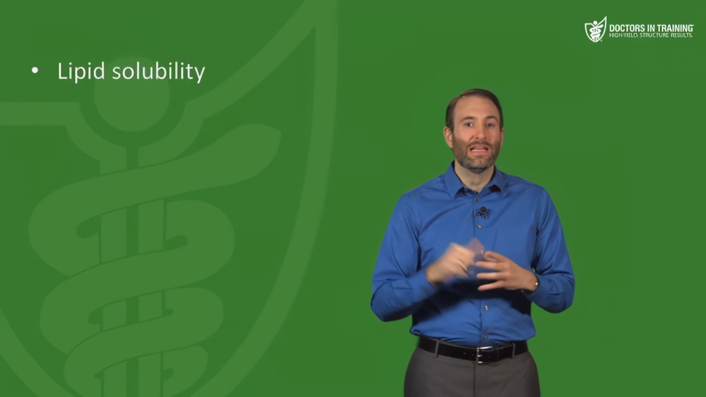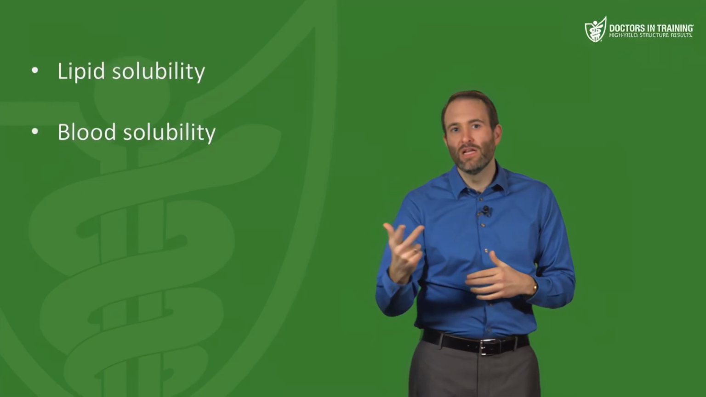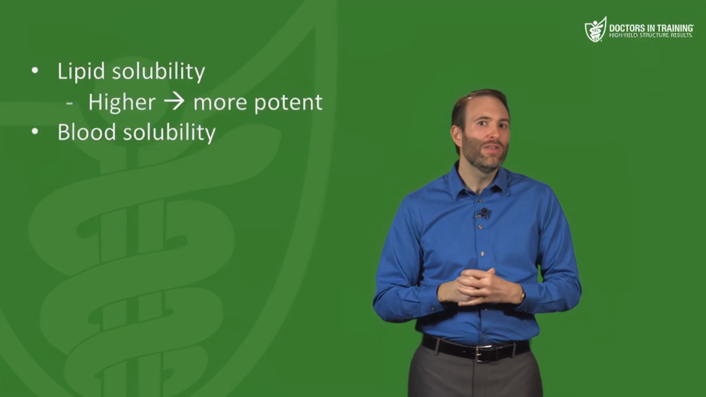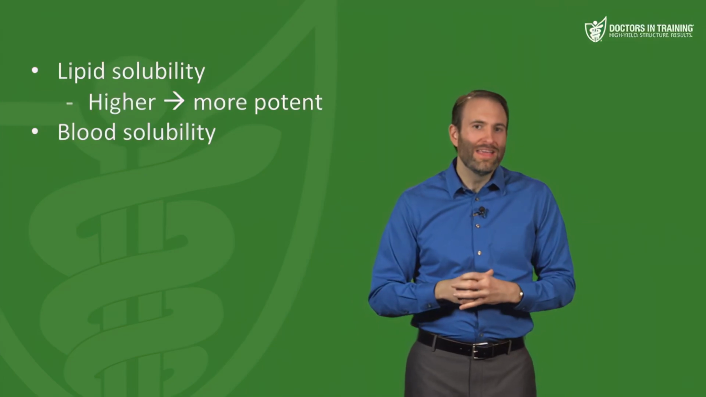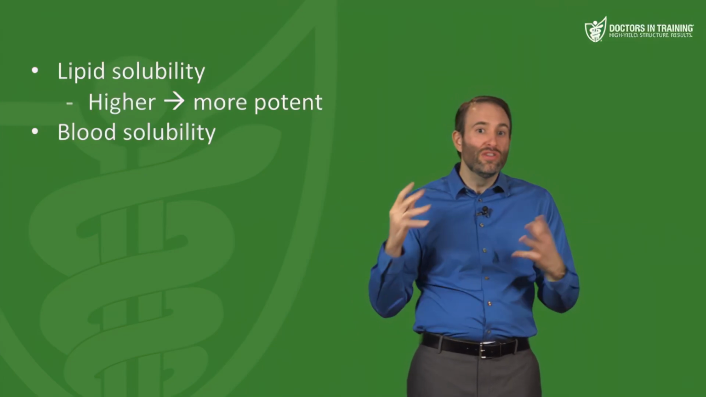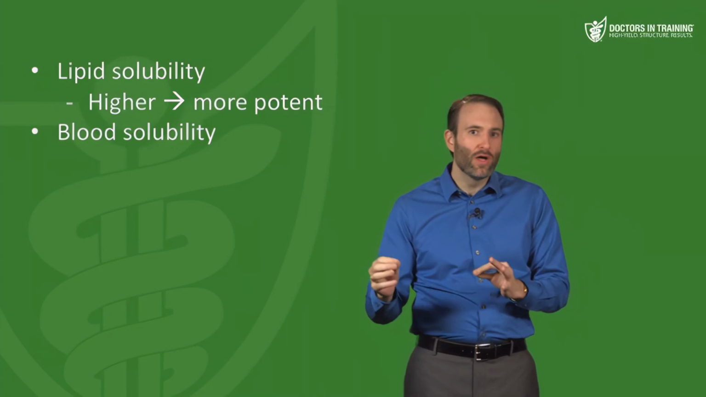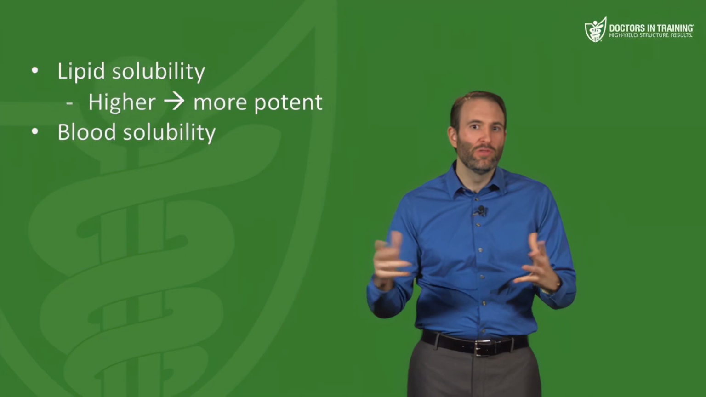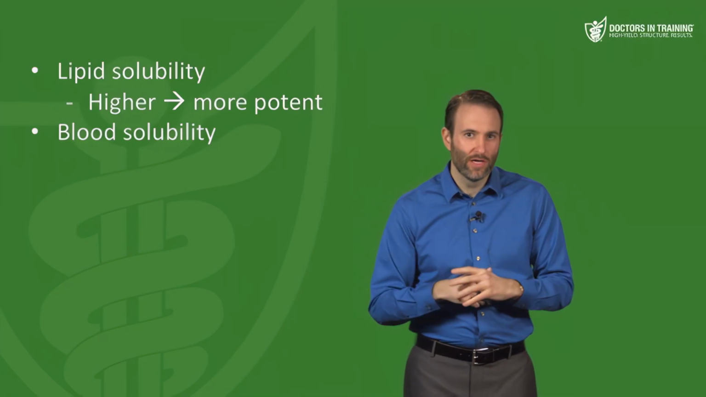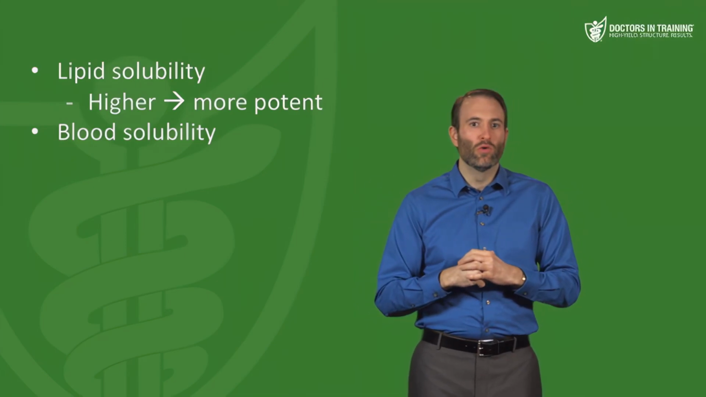Now first, let's go over some basic pharmacological principles about inhaled anesthetics. In order for an inhaled anesthetic to work, it must be able to cross the blood-brain barrier and get into the brain. So there are 2 characteristics of each inhaled anesthetic that you need to consider: lipid solubility and blood solubility. Now, the higher the lipid solubility, the easier it is for that drug to get into the CNS, into the brain, so you can get more effect with less drug. So the higher the lipid solubility, the more potent the drug is. So you can achieve anesthesia at a lower concentration.